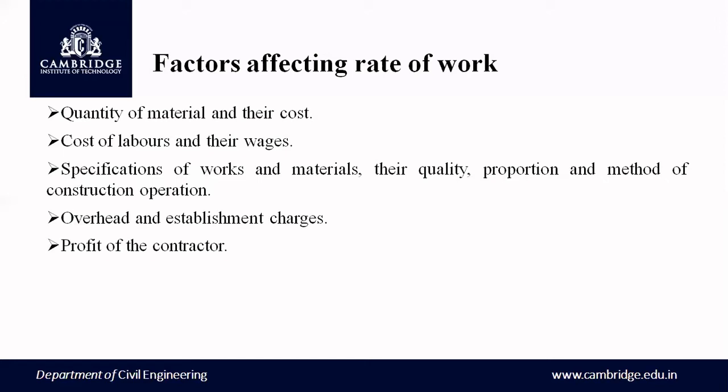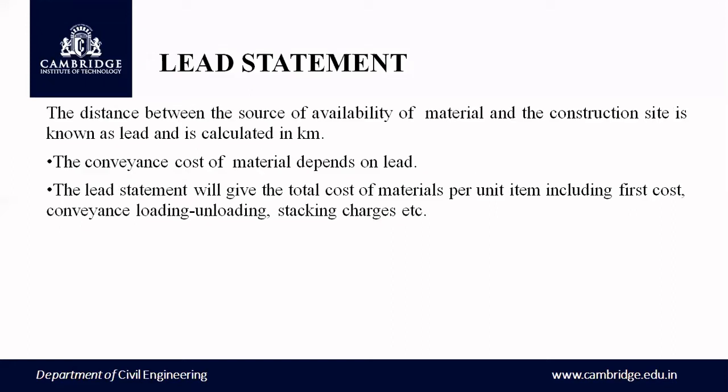Here, one important point is that 10% of the profit is not allowed for cement and steel. For other items, 6 to 10% of net profit is included under contractor profit. And the next important terminology is lead.